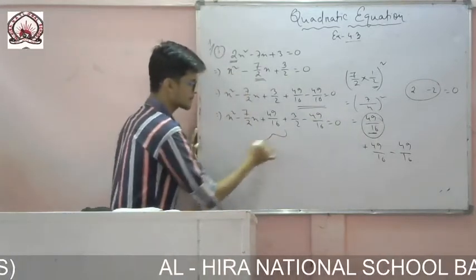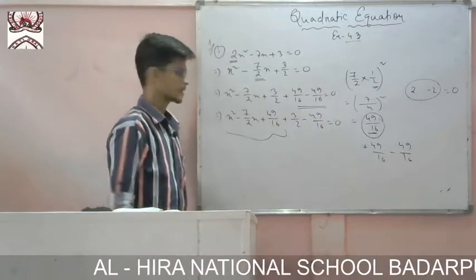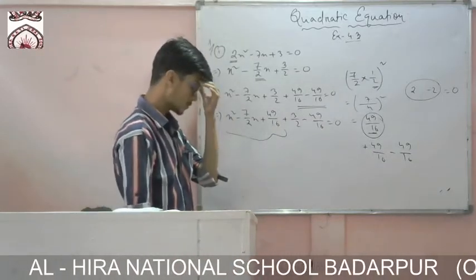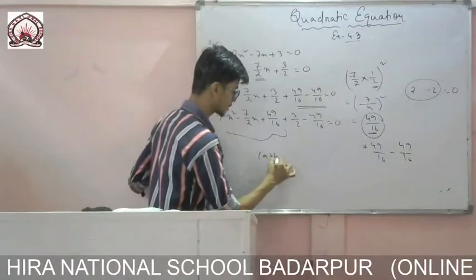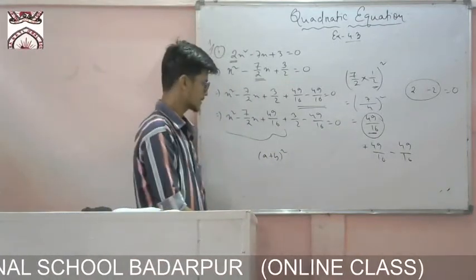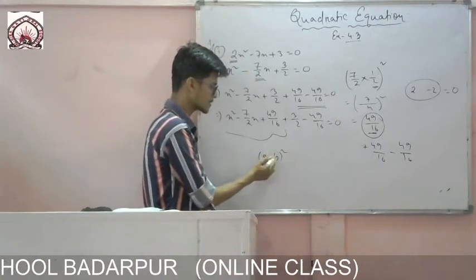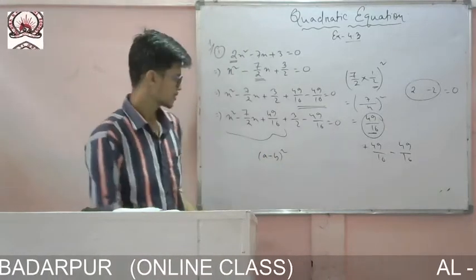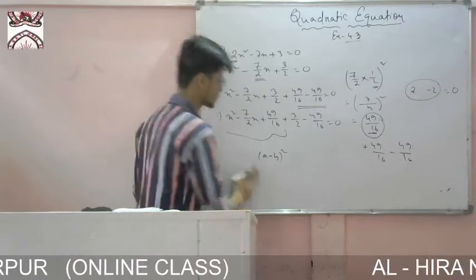Now you see this part. It is a formula: a plus b whole thing square. I can convert it; here there is a minus, so that means a minus b whole thing square, that is a square minus twice ab plus b square.